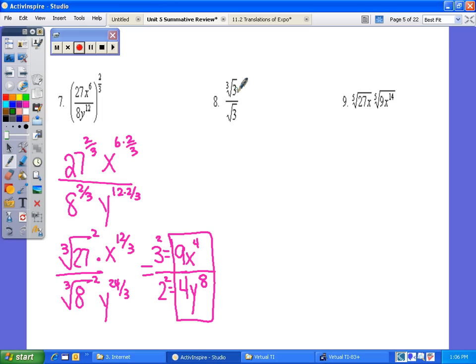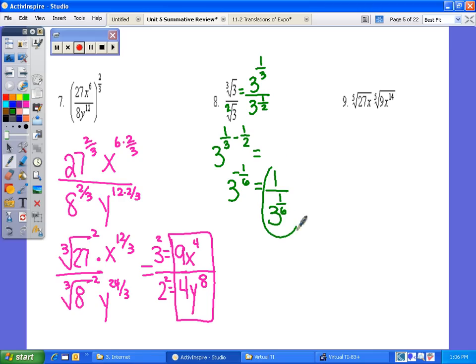Okay, next up, same base, different roots. Remember, there's an imaginary 2 here, so we change that to 3 to the 1/3 over 3 to the 1/2. Subtract your exponents, and you wind up getting 3 to the negative 1/6. So just drop that to the denominator, and that's it.